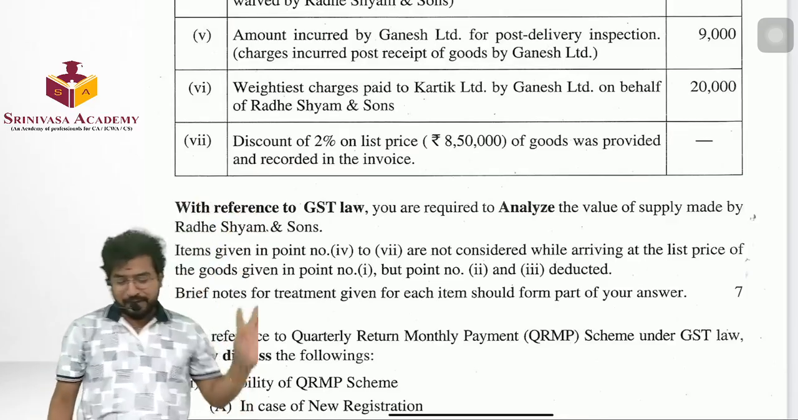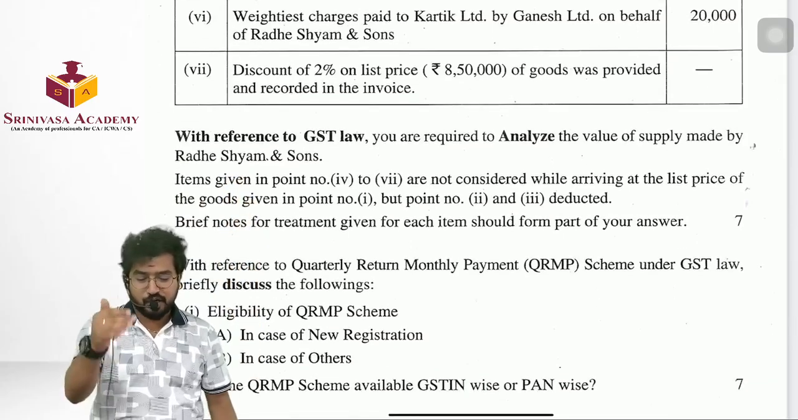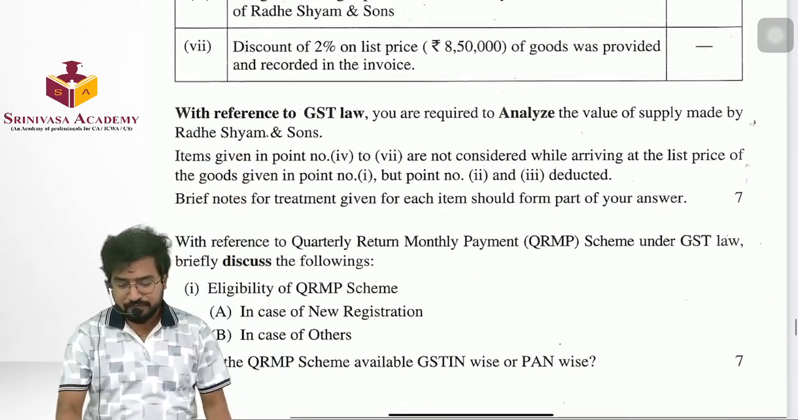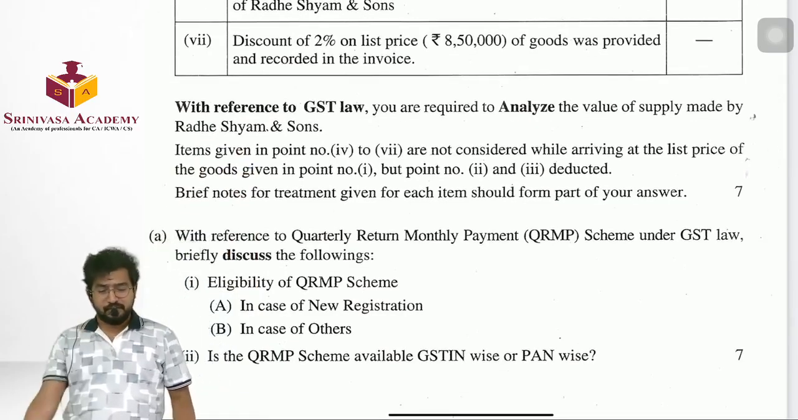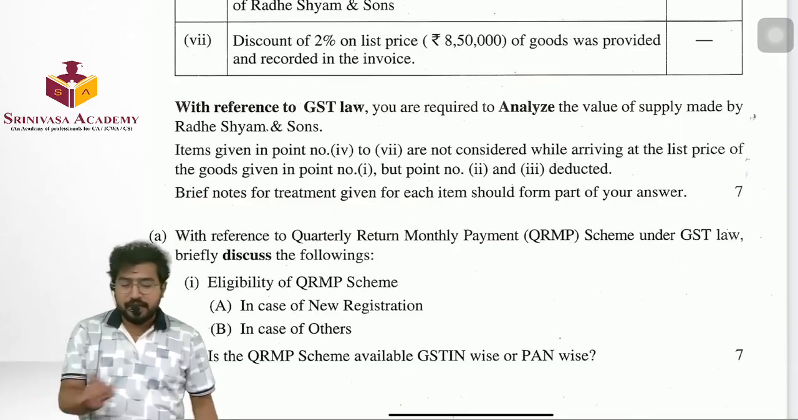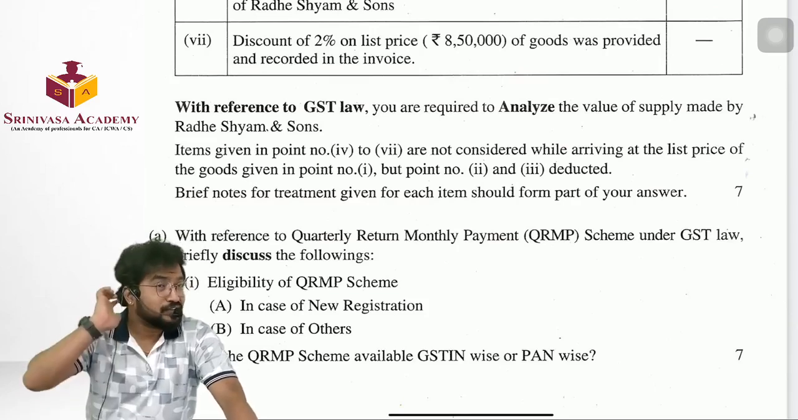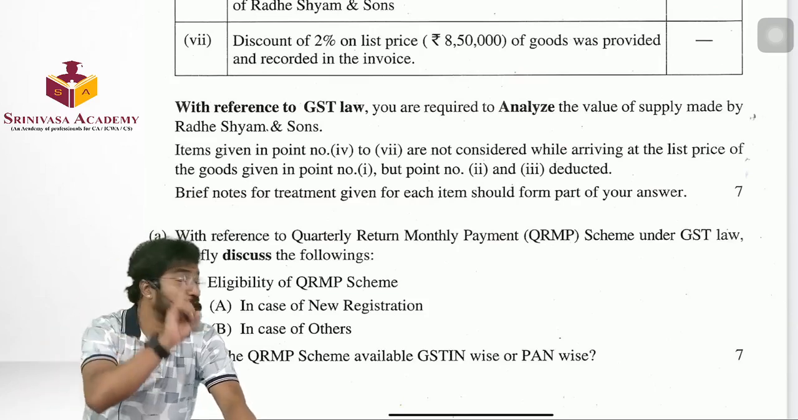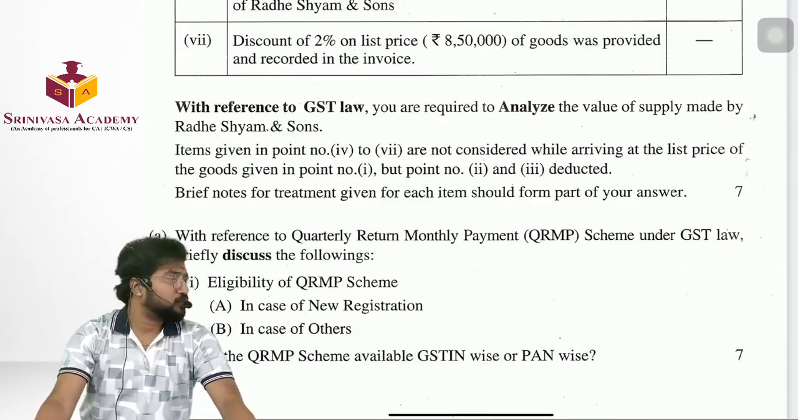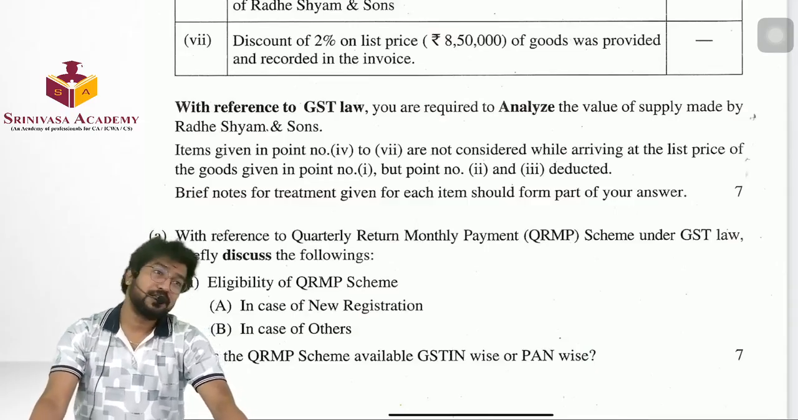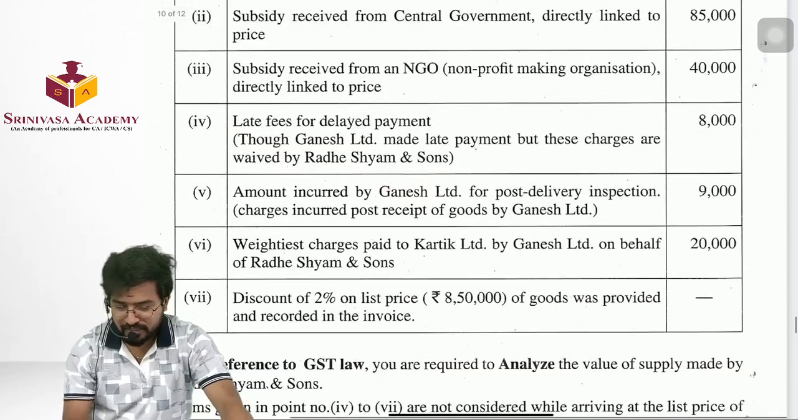One mistake everybody does here is not reading the balance portion. With reference to GST law, you are required to analyze the value of supply made by Radhesham and Sons. Items given in point numbers 4, 2 and 7, not 4 and 7. Students generally make a mistake here. Late fees and all these things are there.